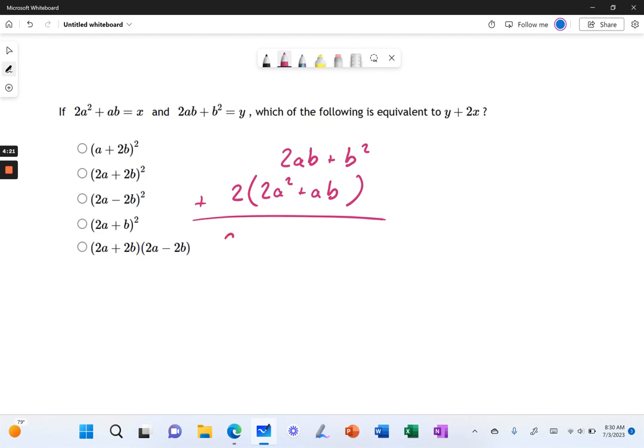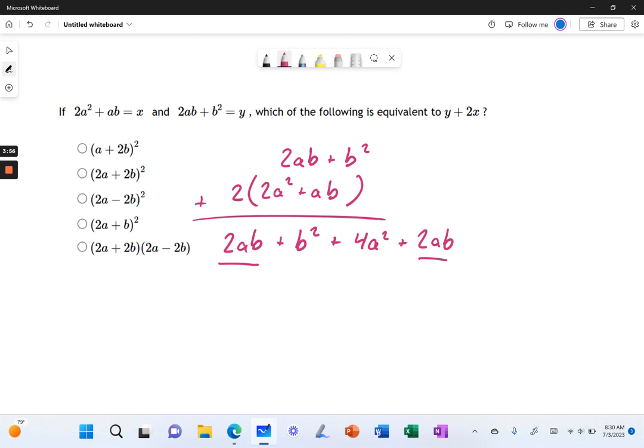This becomes 2ab plus b squared, right? That's the y portion. And then the x portion is this, 4a squared plus 2ab. Okay, I just distributed that 2 right here. Now, next thing we have to do is probably combine some like terms. Is there anything I can work with? Yeah, look at that. I got like terms right there.